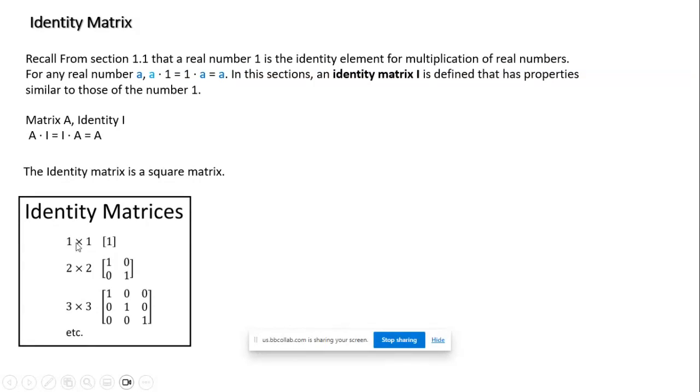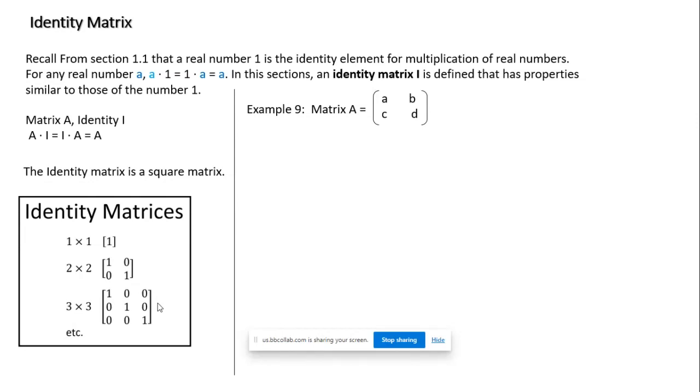So here we have these identities: 1 by 1, 2 by 2, 3 by 3. The identity matrix of a 1 by 1 is just a matrix with the value 1. The 2 by 2 identity matrix is 1, 0, 0, 1. For a 3 by 3 matrix, it's 1, 0, 0, 0, 1, 0, 0, 0, 1. These are the identity matrices for these square matrices. These are like my equivalents of 1.